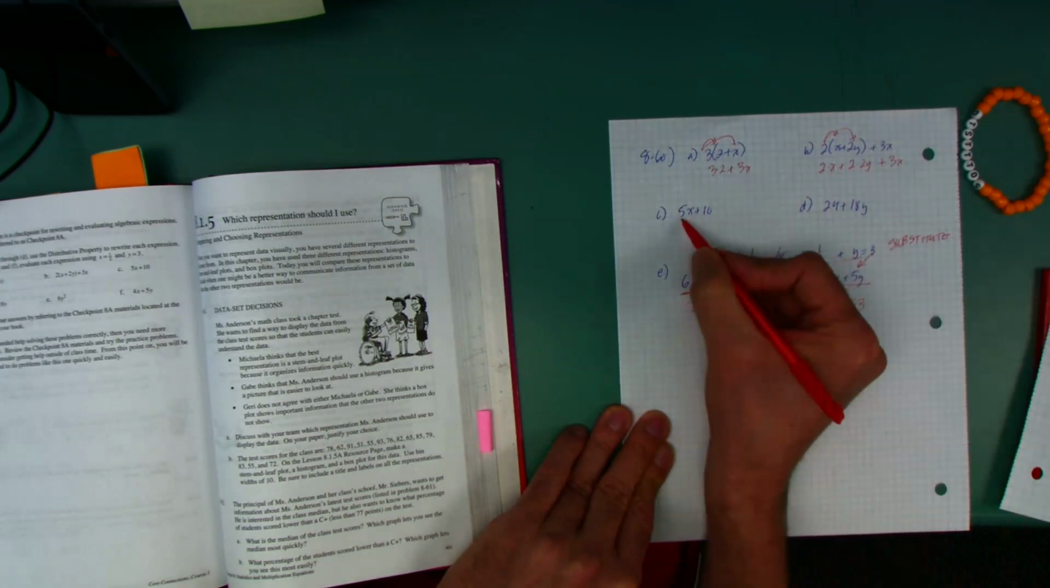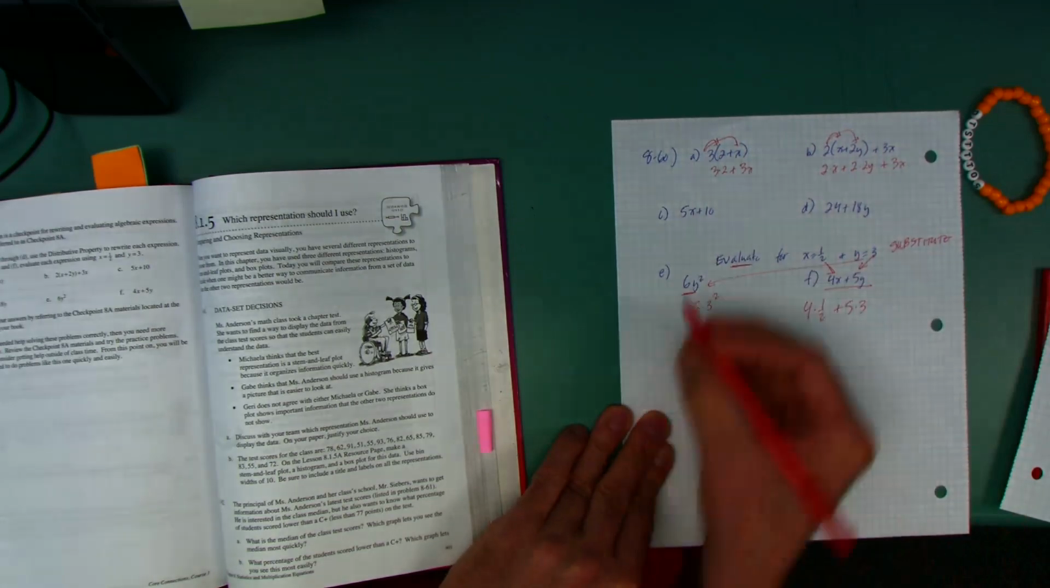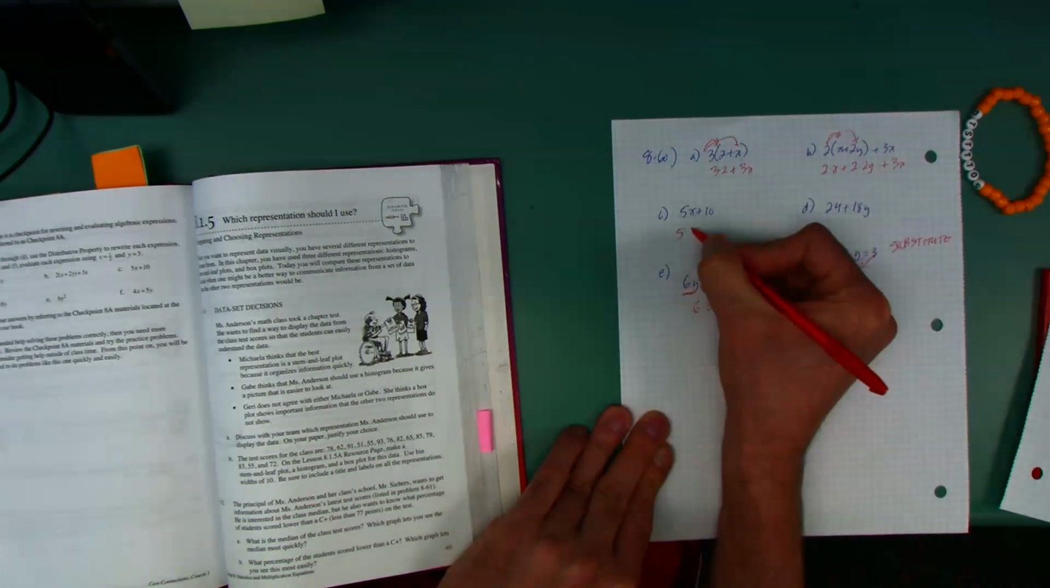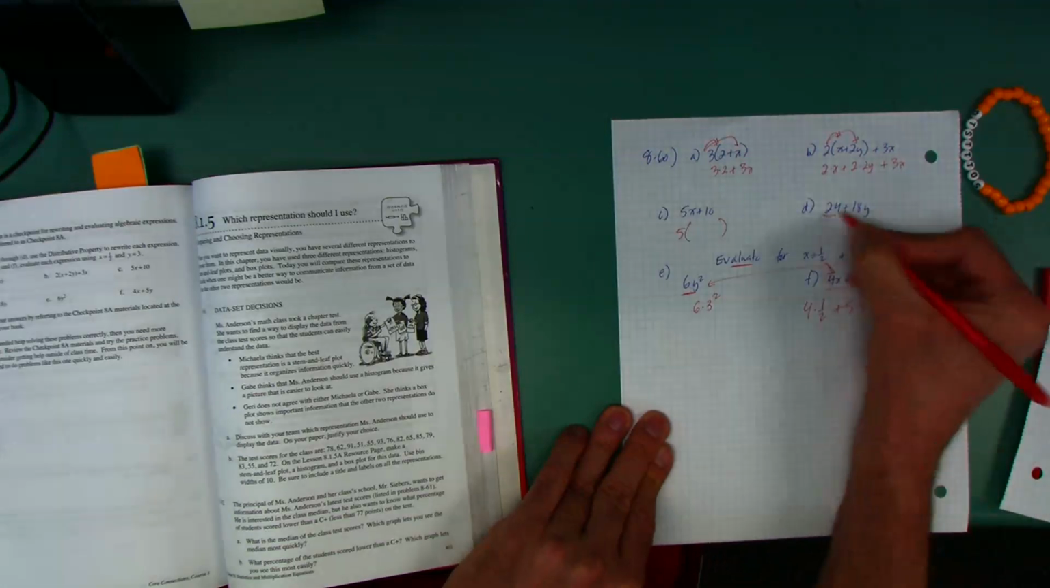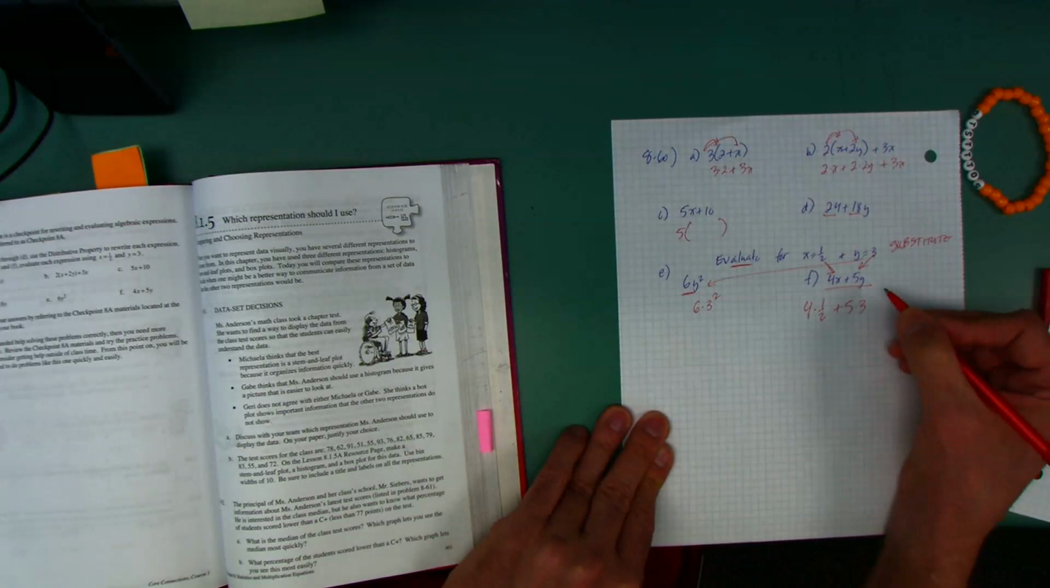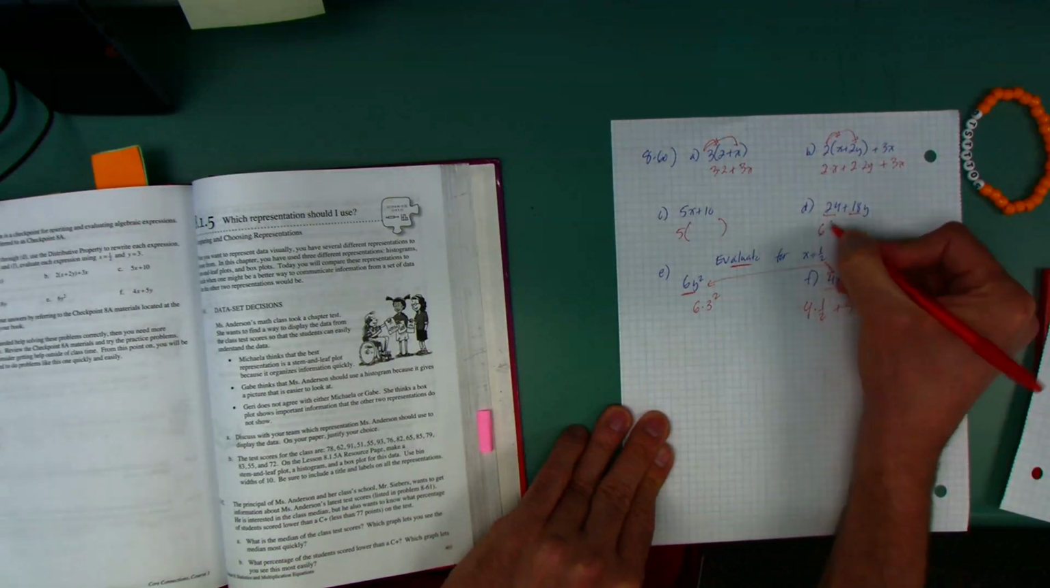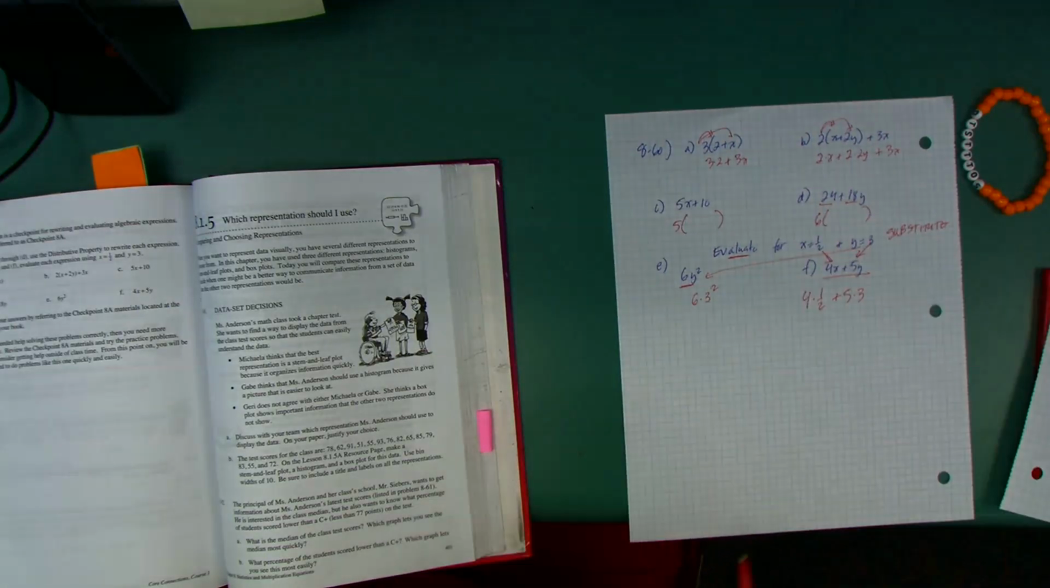You're factoring: what goes into 5x and goes into 10? Hopefully you recognize that's a 5. I'm going to let you figure out what goes in there. What goes into both 24 and 18y? That's going to be a 6. I'm going to let you finish.